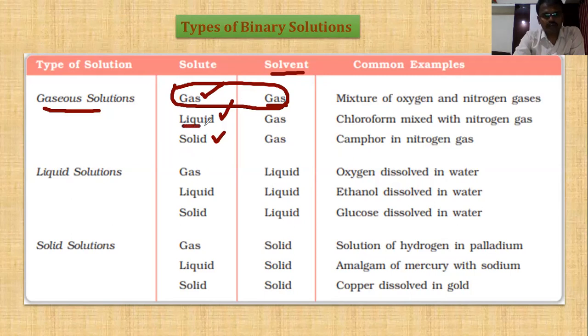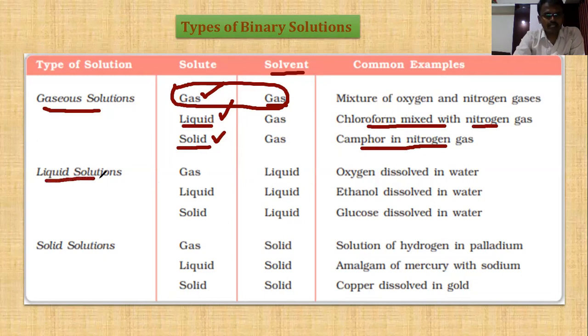Gaseous solution containing liquid as the solute. Example, chloroform mixed with nitrogen gas. So nitrogen is the solvent, chloroform is the solute. Similarly, a gaseous solution containing solid as the solute particle: camphor dispersed in nitrogen gas. Again, nitrogen gas is the solvent medium, and camphor is the solute.